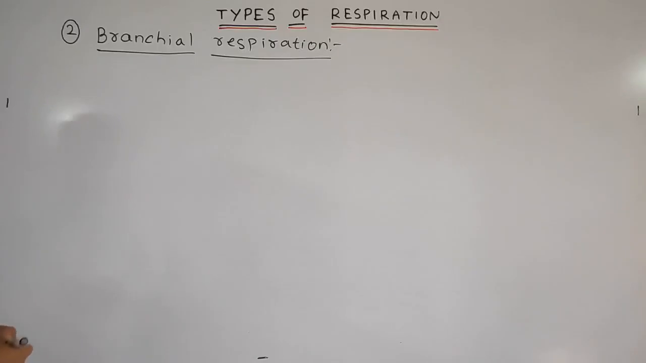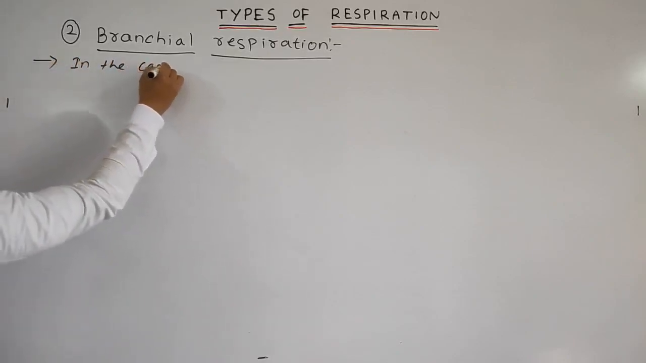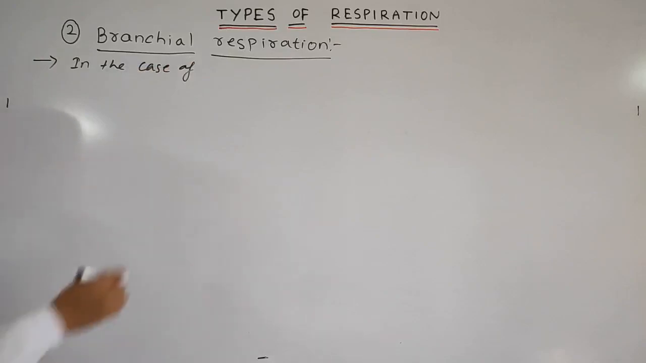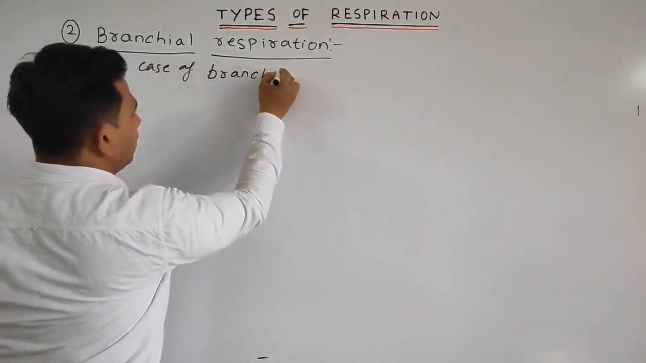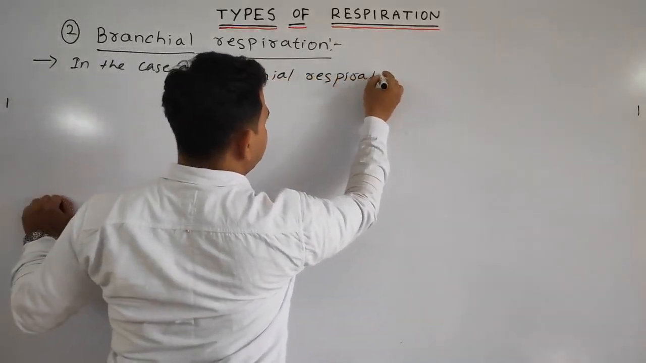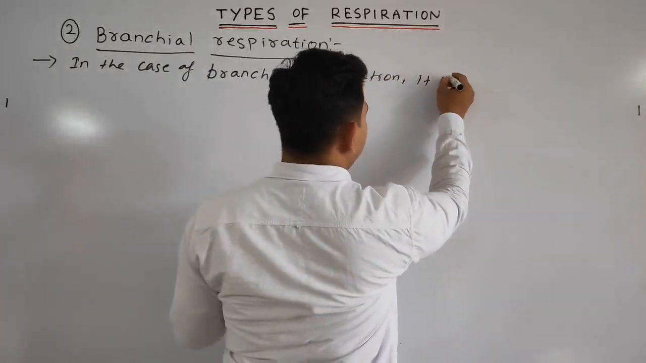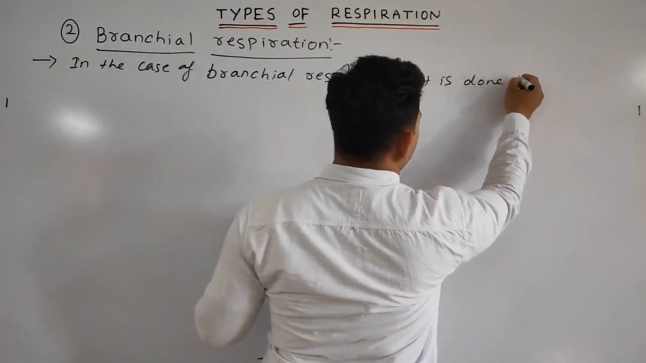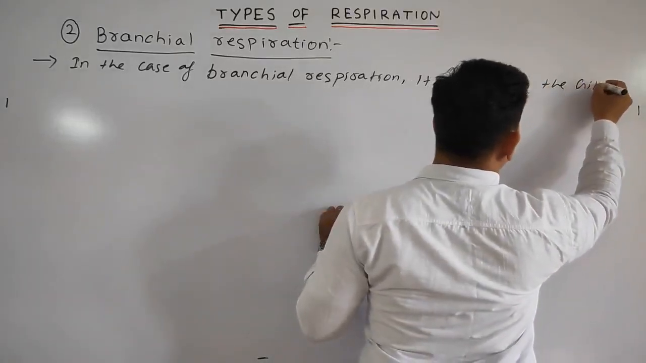So our first point, in the case of branchial respiration, it is done by the gills.